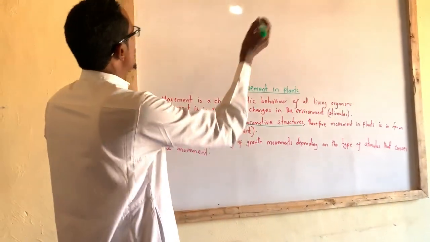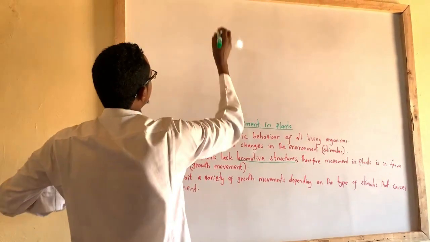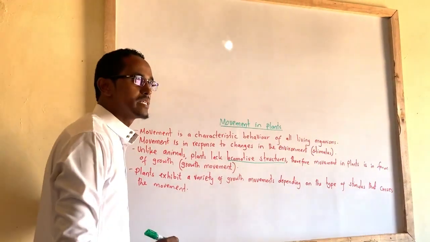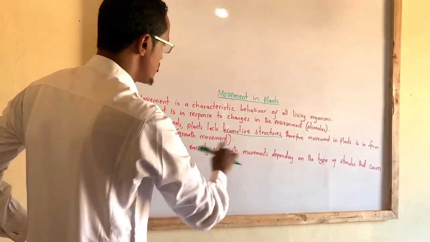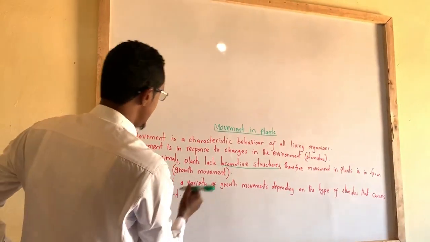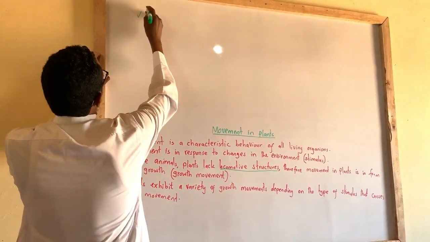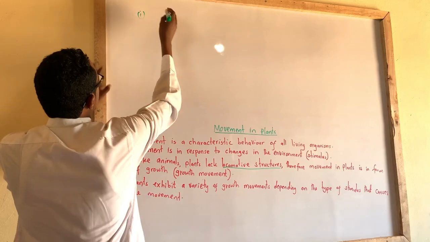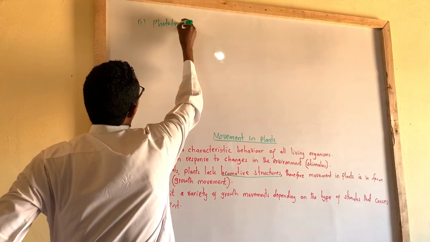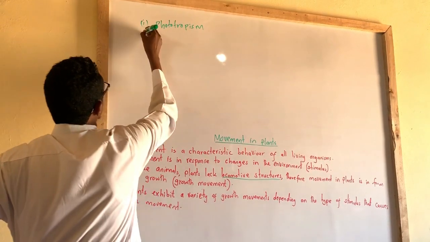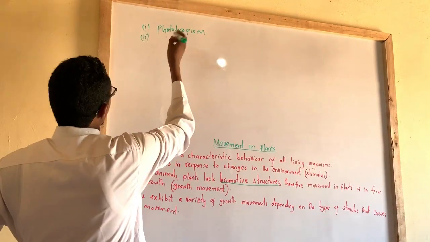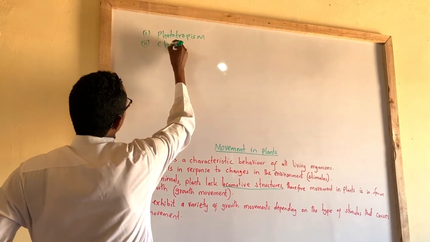Depending on the type of stimulus, we can have types of growth movement or types of responses. This growth movement, we call it tropism. This growth movement in plants is called tropism. So plants can have a variety of growth movements, and these are, let me use Roman numbers. We can have phototropism. That is a type of growth movement in plants. Plants can also have chemotropism.